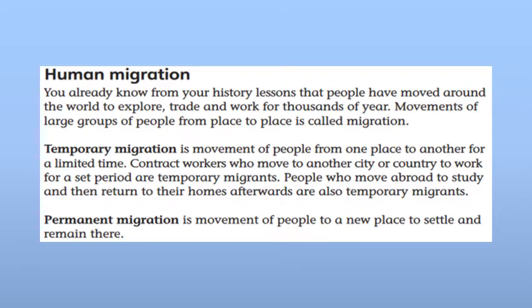Permanent migration, on the other hand, is a type of migration where people move from one area to another area in order to settle down into the new area or into the area where they are intending to go. So that kind of migration is permanent migration.